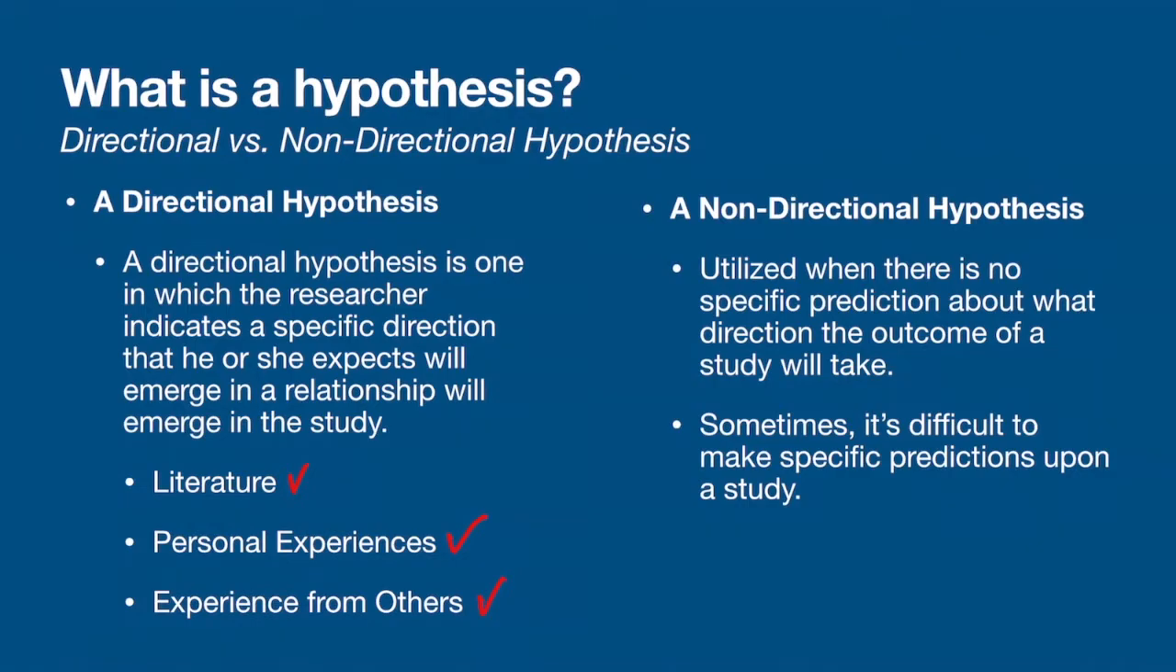And so again, this is something that we use when we're not sure of what a potential outcome of the study might be. And so sometimes it is difficult to make predictions upon a study. And so sometimes you may see this more often than there being a directional hypothesis listed.